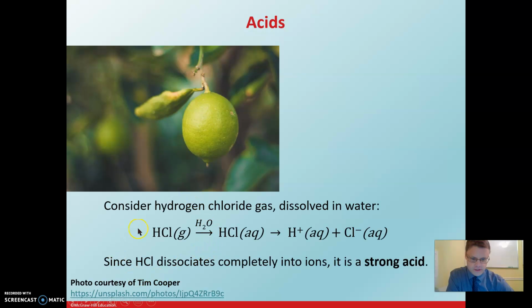Now we can talk about what happens when an acid dissociates. A common strong acid is hydrogen chloride gas, and when it dissolves in water, it forms what we call hydrochloric acid, and that's going to dissociate completely into protons and chloride ions. And because it dissociates completely, we call it a strong acid. If it only dissociates partially, we would call it a weaker acid.